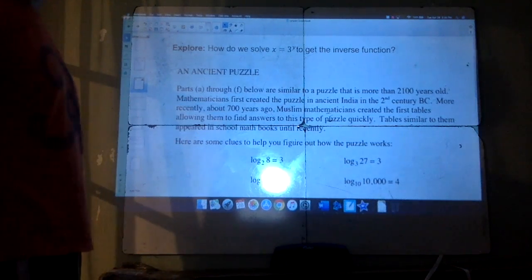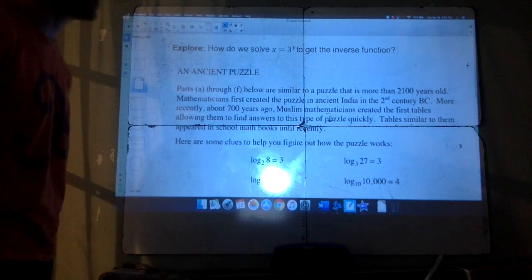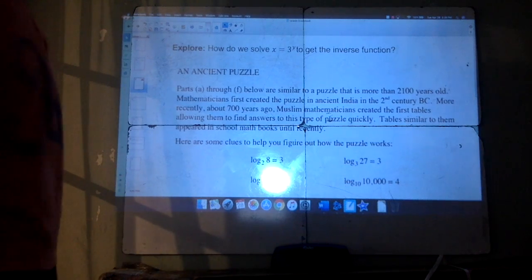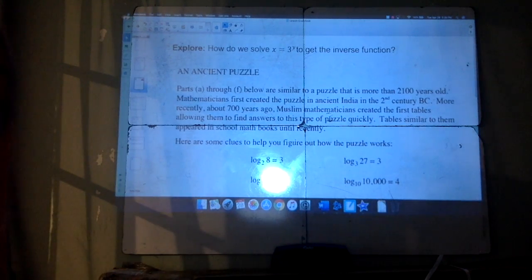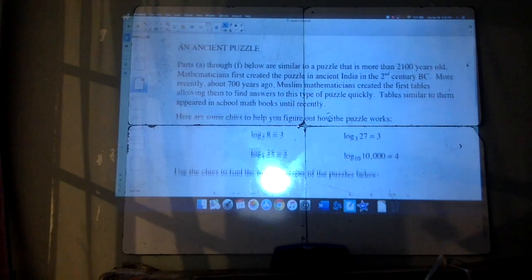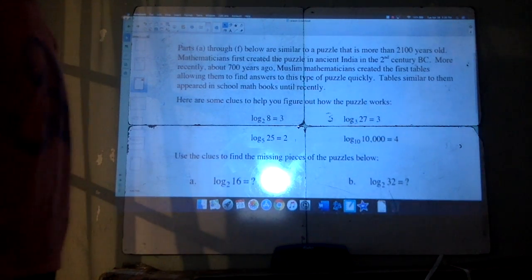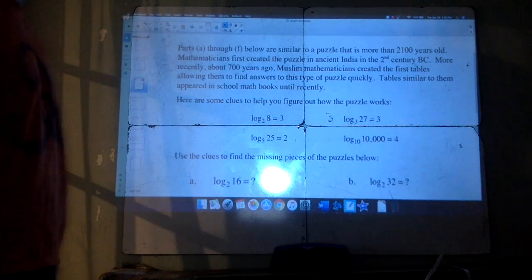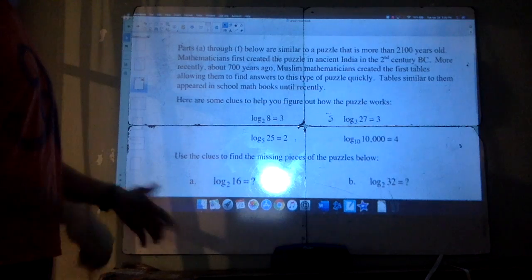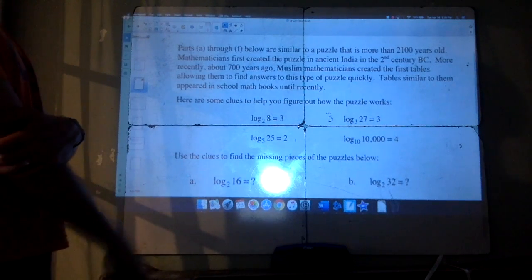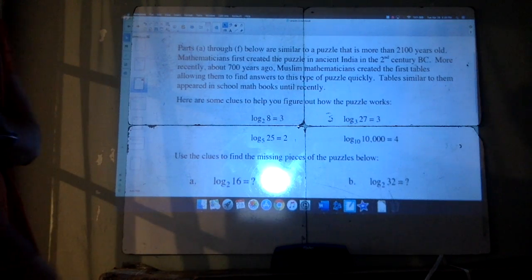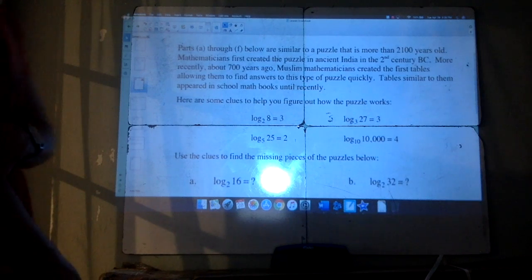So parts A through F below are similar to a puzzle that's more than 2,100 years old. Mathematicians first created the puzzle in ancient India in the 2nd century BC. More recently, about 700 years ago, Muslim mathematicians created the first tables, allowing them to find answers to this type of puzzle quickly. Tables similar to them appeared in school math books until recently.